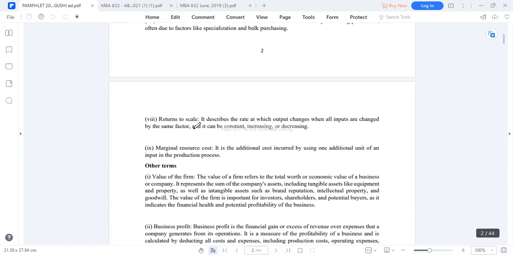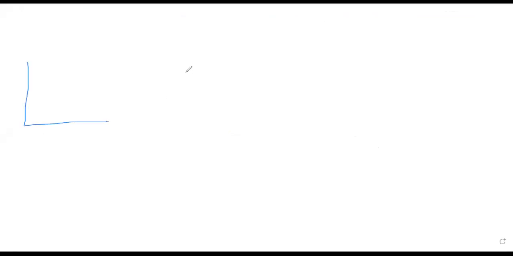And returns to scale simply describes the rate at which output changes when all inputs change by the same factor. So we have three returns to scale. We have what we call the constant, the increasing, and the decreasing returns to scale. Now these ones, sometimes we'll be asked to use a graphical representation and explanation. So like I explained, under production, we have what we call isoquants.